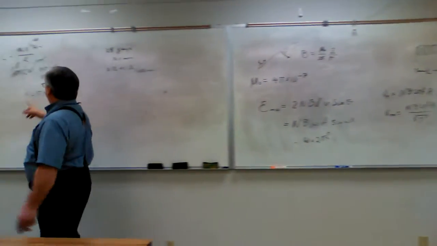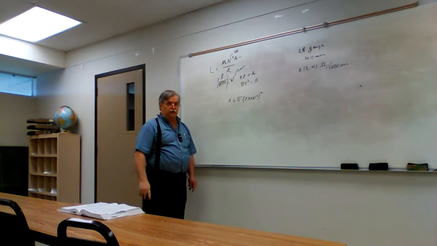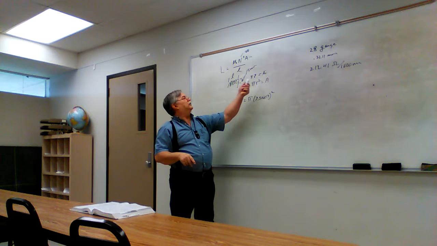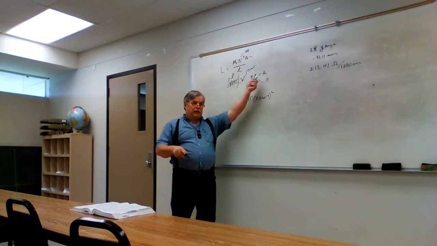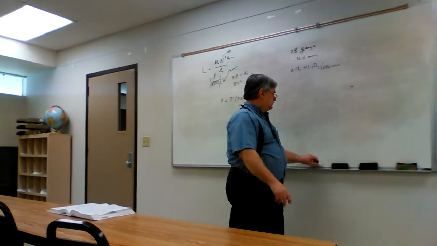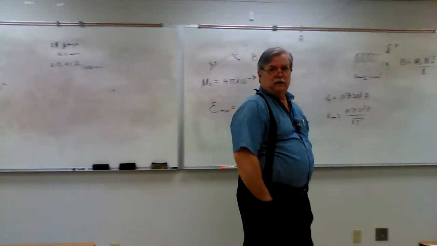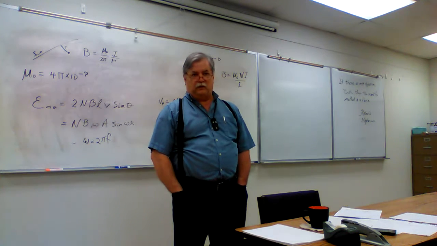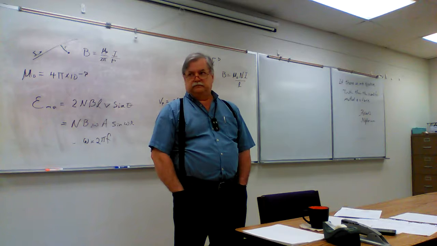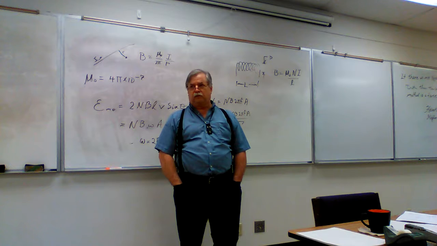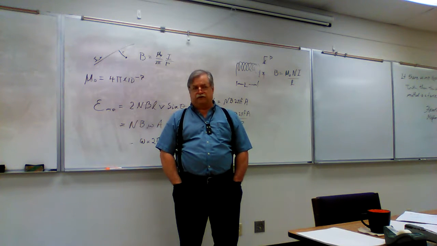Well, you've got 100 turns. If each turn has a length of one circumference of the diameter, and the circumference is pi times the diameter, then you would multiply that length times 100 to get the total length of all the wire. And yes, I would tell you; don't worry about trying to write down all the different dimensions and resistivities of the different materials and different gauges of wires.